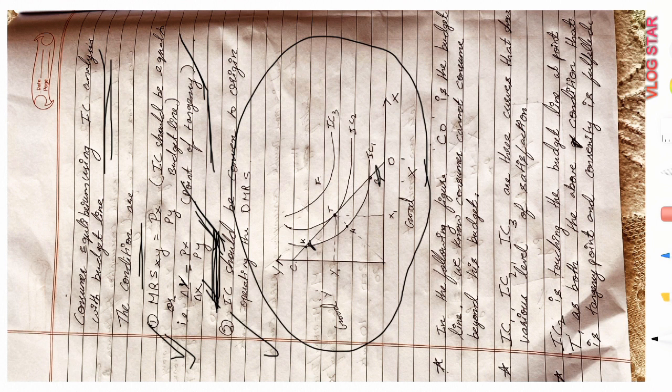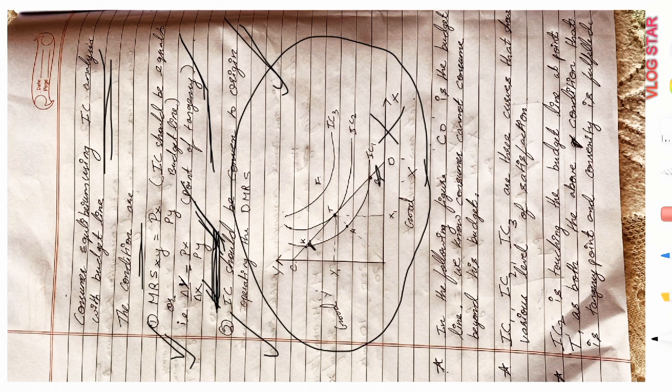But we don't take this. Why? Because the second condition is not being fulfilled. It has to be convex to the origin. Are these two convex to the origin? No, these two are not convex to the origin. So that's why we don't take IC1. Also because we know that the higher the indifference curve, the higher will be the satisfaction. That's why we don't take IC1.